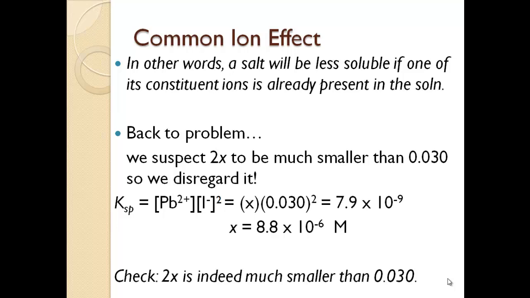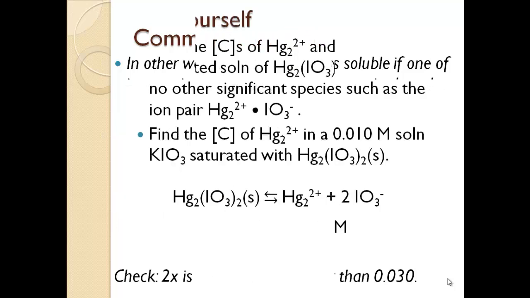And of course, always as a check, you should go back and make sure that your assumption was correct. Make sure that the number that you get for x is way smaller than what was added. Because if it isn't, then maybe your assumption was not a good one to make in the first place. So that is what we call the common ion effect.